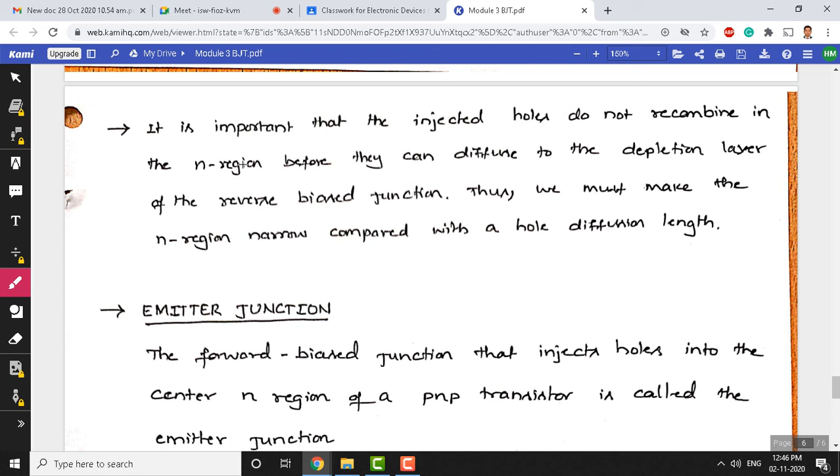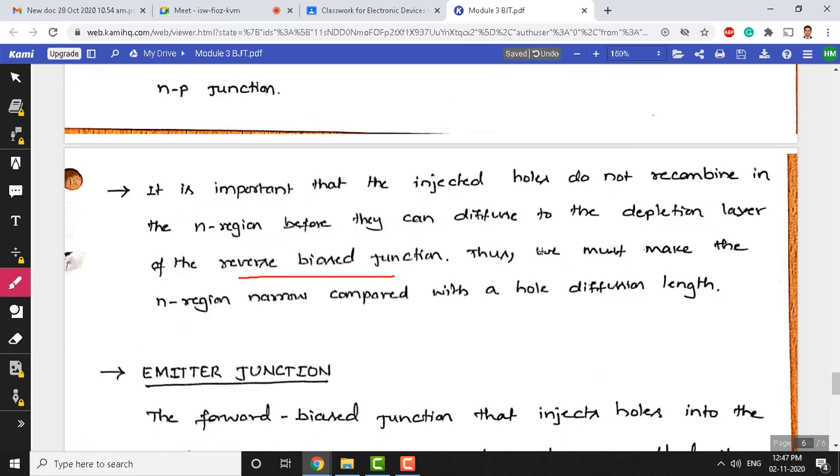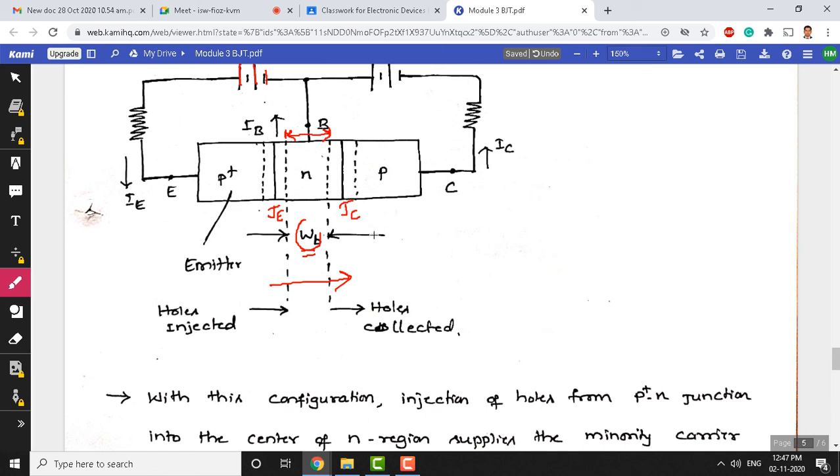There is another important point here. The injected holes must not recombine in the N region before they can diffuse into the depletion layer of the reverse bias junction. Thus, we must make the N region narrow compared with the hole diffusion length. The hole diffusion length we indicate with LP, and let me explain that with reference to this diagram.